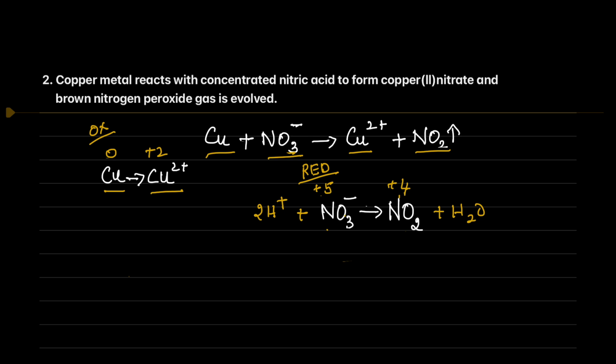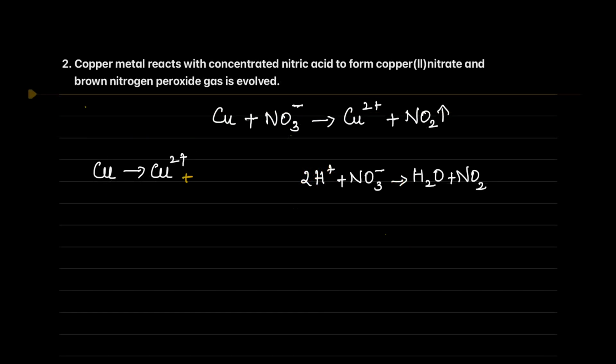The next challenge is balancing the charges. To balance the charges in the first half equation, 2 electrons are to be added on the right side. In the second half equation, the net charge on the left side is +1 and it is 0 on the right side. Therefore, 1 electron is to be added on the left side of the second half equation.